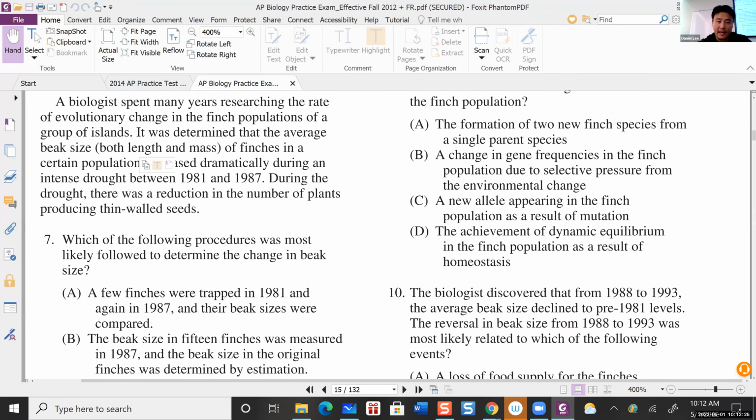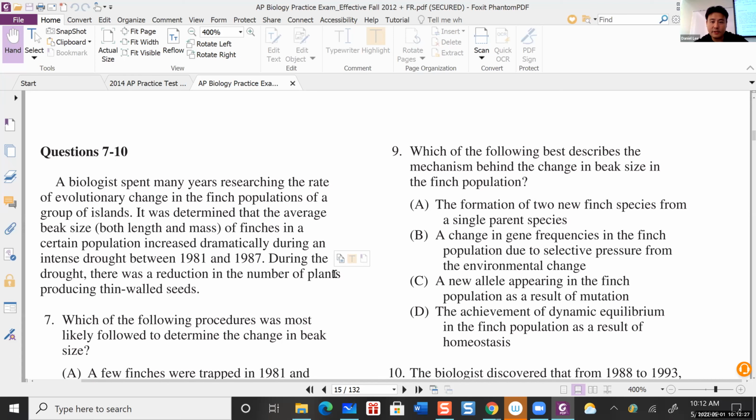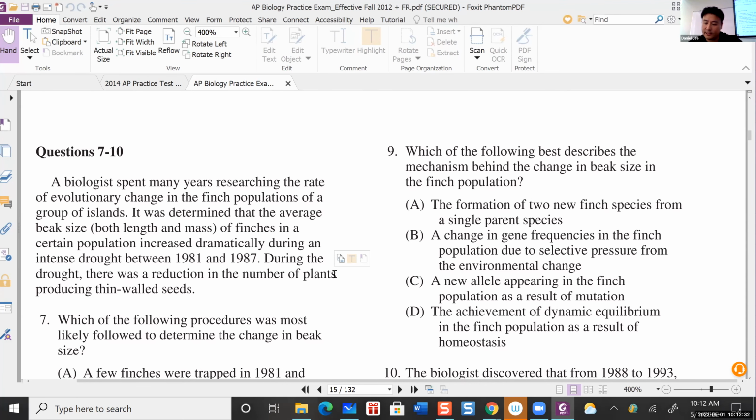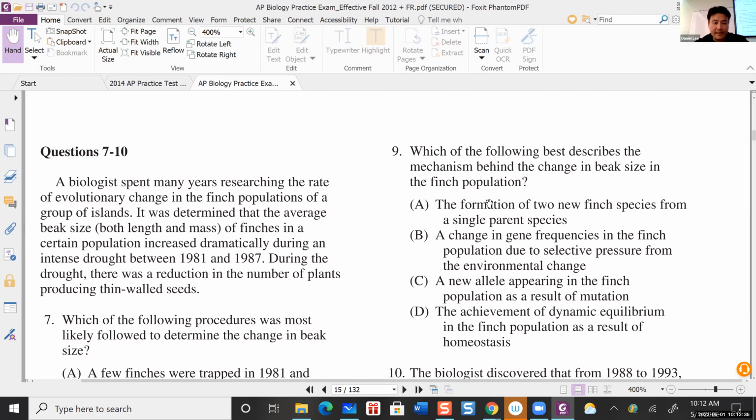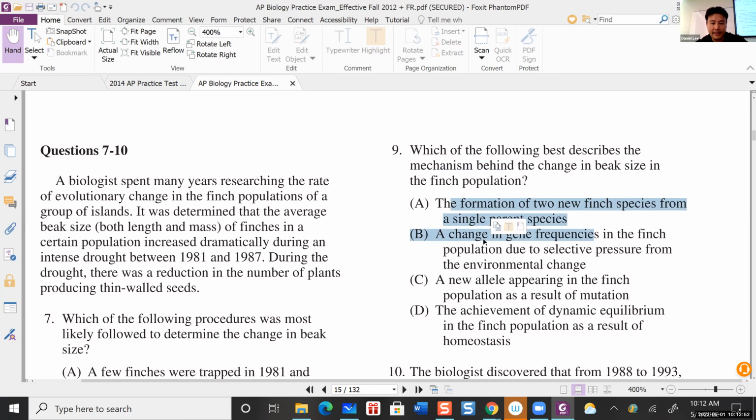Okay, let's look at number nine. Which of the following describes the mechanism behind changing beak size in the finch population? So the mechanism is natural selection here. It's not mutation, it's not gene flow, it has to be natural selection. Again, you have to read all of them. The formation of two finches from a single species doesn't make sense. This is evolution here. Changing frequency in the finch population due to selective pressure from the environment. Yeah, that is natural selection.